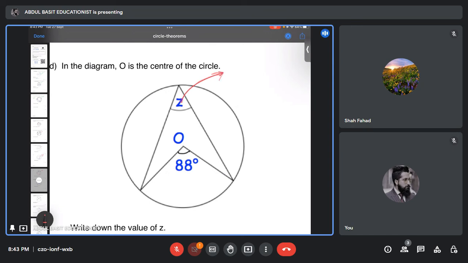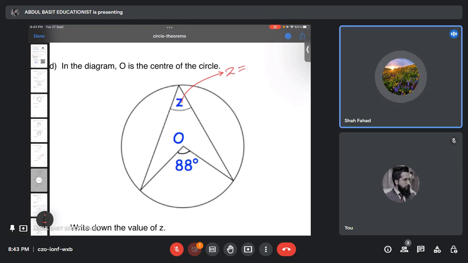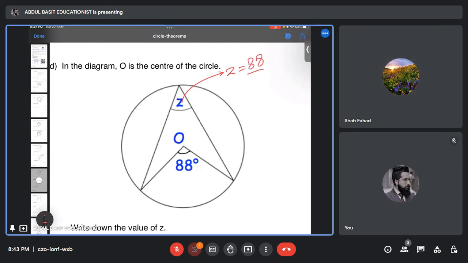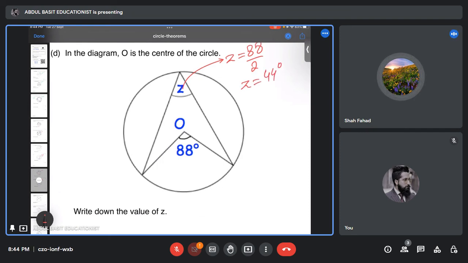Okay, z would be what? What would be the z? The value of z would be what? 180 minus 88, sir. No, 88 divided by 2. It will be half. So z is equal to 44 degrees. Okay, moving forward.